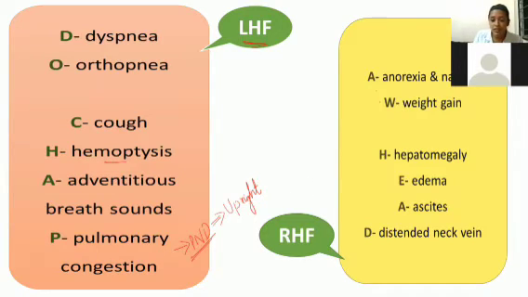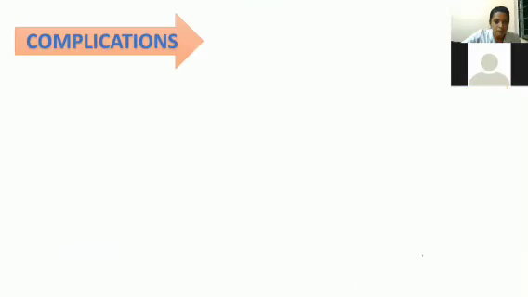And in RHF, what is there? Oh, head. Okay, if you are having pain in head, we used to say like that. So this is also a mnemonic. You can remember like this. A means anorexia and nausea. W, weight gain. Weight gain is due to edema. Then hepatomegaly, increased size of the liver due to venous blood congestion. Edema, obviously it will be there. Ascites and distended neck vein or increased jugular venous pressure. Okay, so this can be there in right heart failure. So these are the clinical manifestations.